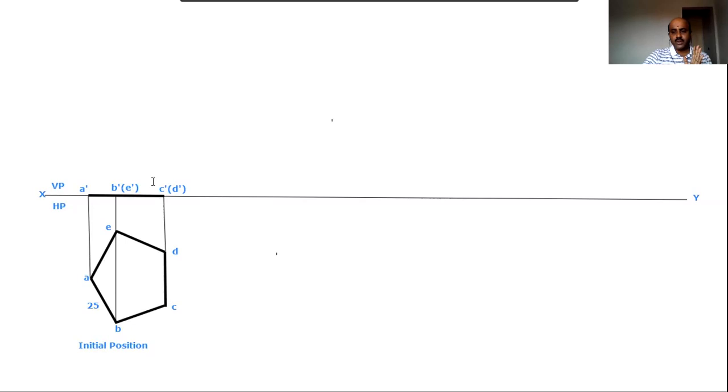We have constructed the pentagon. We have drawn the front view of this, and this is the completion of the initial position. The second position, what he says, is the surface of the lamina is inclined to HP at 30 degrees. So now what we are supposed to do is draw a line for 30 degrees. It should be 30 degrees for us.